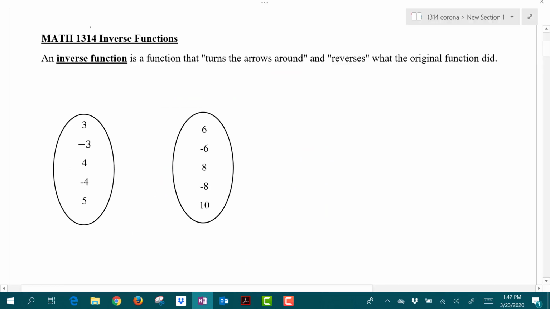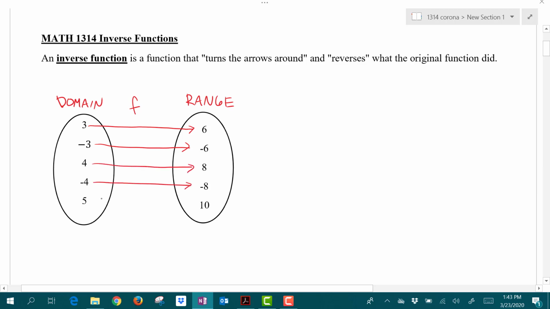So I'm going to create a function. We have this idea here that's going to represent the domain. And then on the right, this is going to represent the range. And I'm going to name this function f. And I'm going to start to draw some arrows to represent function f. So we have an x value of 3. We're going to point that to a y value of 6. We have an x value of negative 3. I'm going to point that to a y value of negative 6. 4 goes to 8. Negative 4 goes to negative 8, 5 goes to 10. So we only have one arrow coming from each x value, so f represents a function.